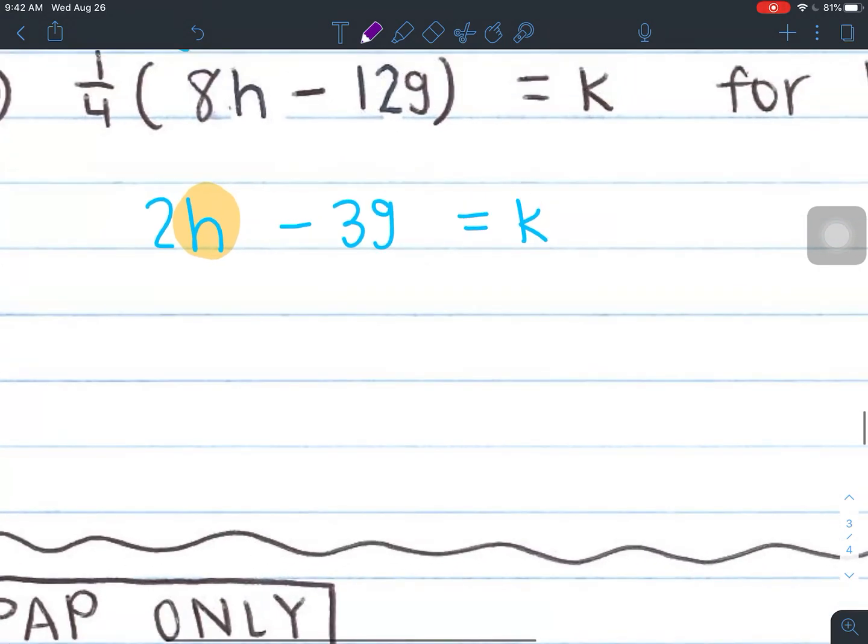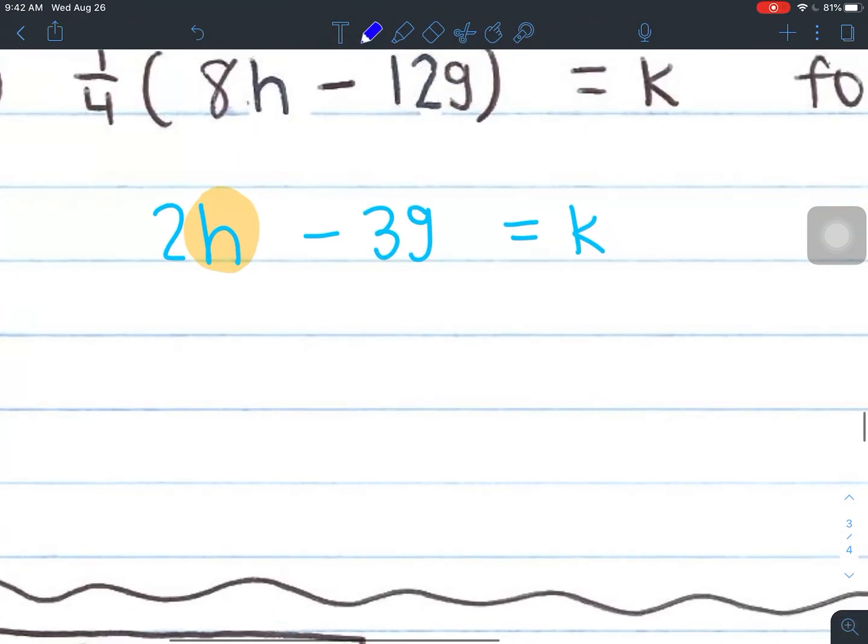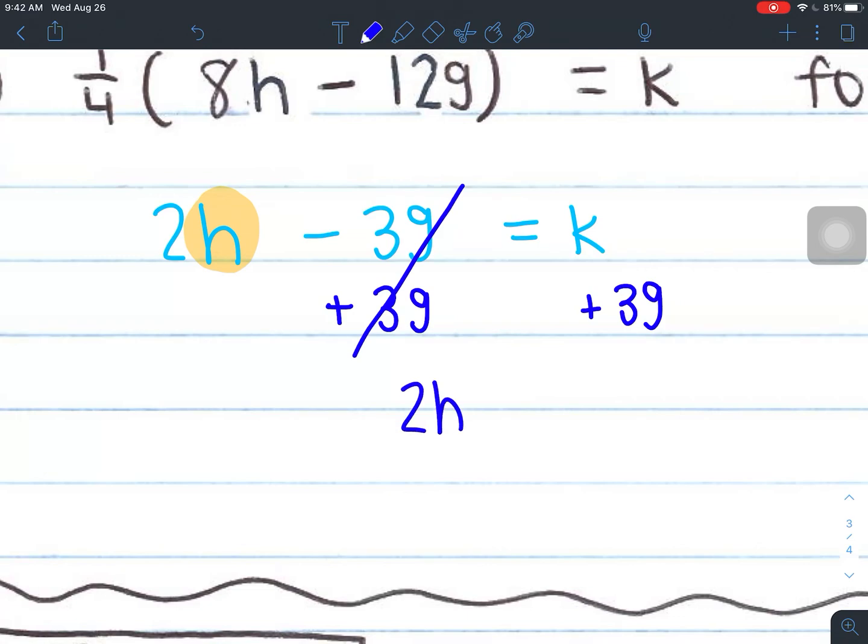Well, the first thing I'm going to do is, you always add or subtract before you multiply and divide. So you might be like, oh, divide by 2, get rid of the 2 because h needs to be by itself. No, you want to get rid of the 3g first because you can move that by adding and subtracting over. Because it's negative 3g, I'm going to add 3g to both sides. So then I have 2h equals k plus 3g. I moved the 3g over by adding it. Remember, you always add and subtract before you divide.